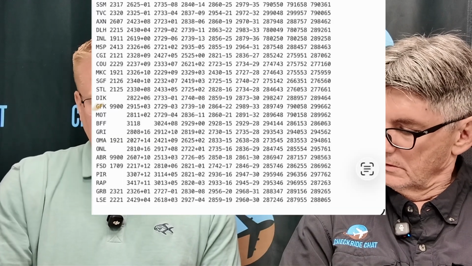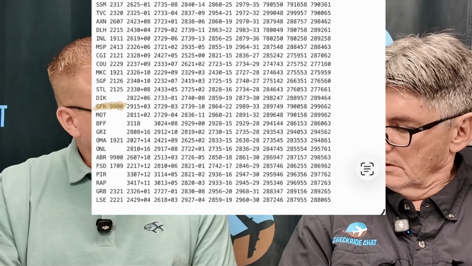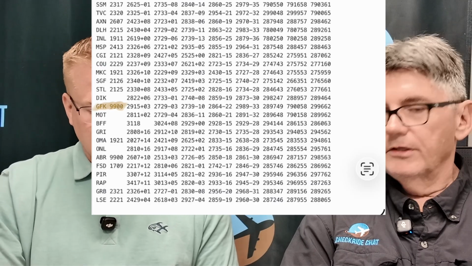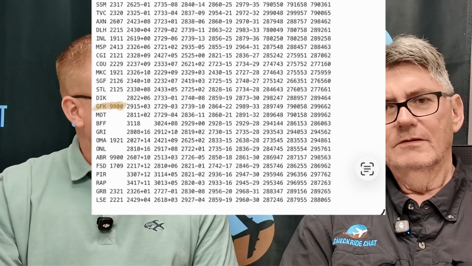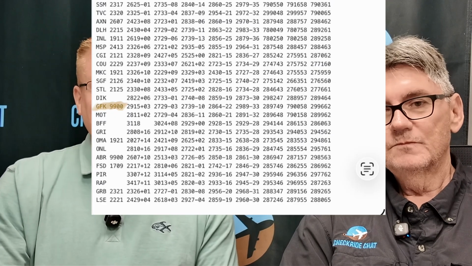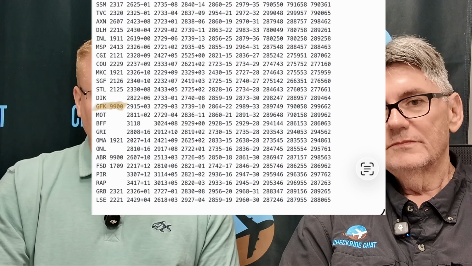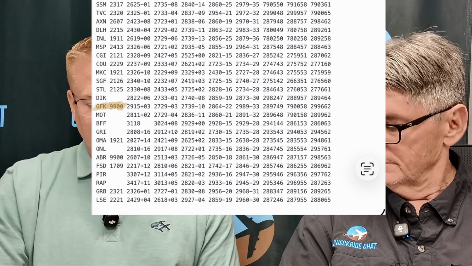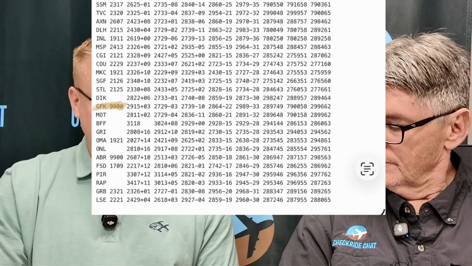GFK, 9900. Winds are 990 degrees at 0 knots? Yeah, because that makes sense, right? It doesn't make sense at all. So 9900 means winds are light and variable. The 00 is 0 knots, that's calm. But what is 99? It means the winds are light and variable. There is no specified direction. They're just very, very light and negligible.